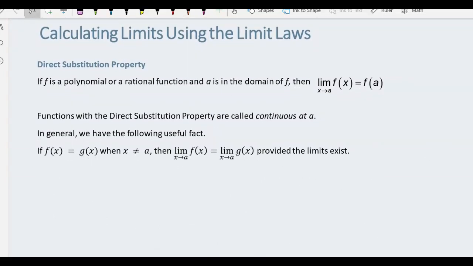That's what this slide is saying. It's called the direct substitution property. It's letting us know that we can, in fact, just plug the number in, provided that the function is continuous at that point, meaning that it's defined. It doesn't have an asymptote or a hole in the graph.